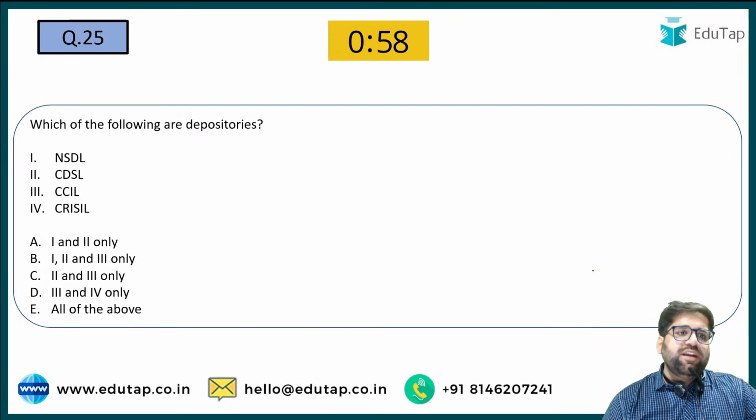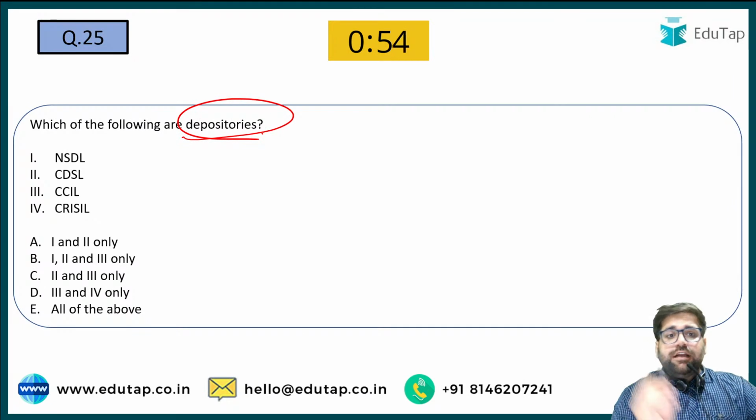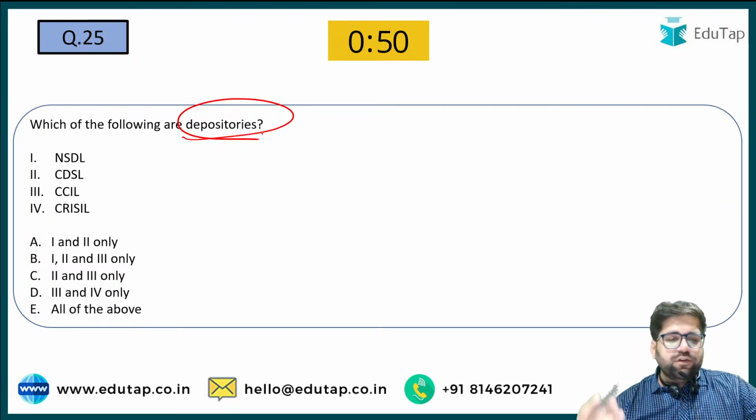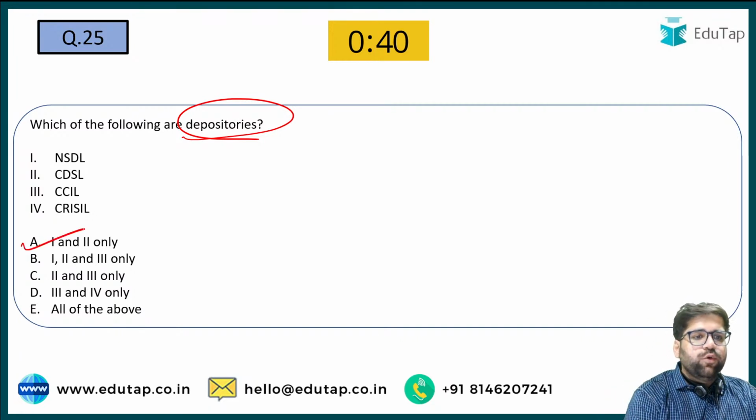So now question 25, again a very easy question. You just have to identify the depositories. In India, we all know that there is a very huge financial market which is working because of BSE and NSE. So there are different depositories which take care of all the demat accounts opened by the different investors. Yes, the correct answer will be 1 and 2 only.